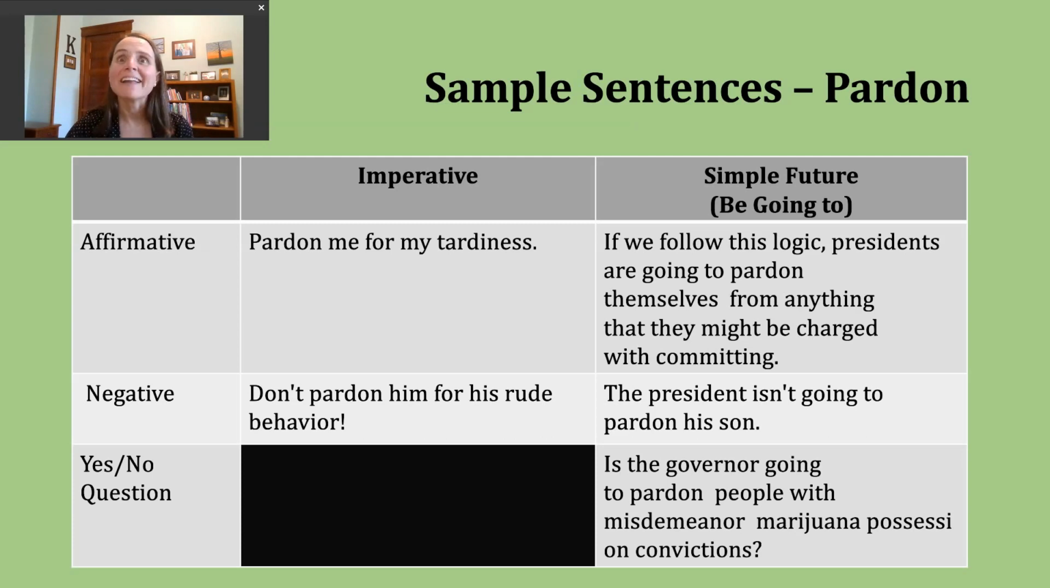Now let's look at a negative sentence, another thing from our news here. But again, we'll start with our subject. We'll use the form of be that matches, so am, is, or are, then not, going to, and the base verb. Here's another example. The president isn't going to pardon his son. Okay.